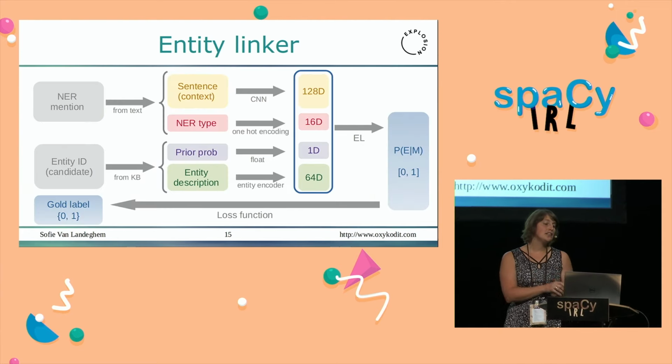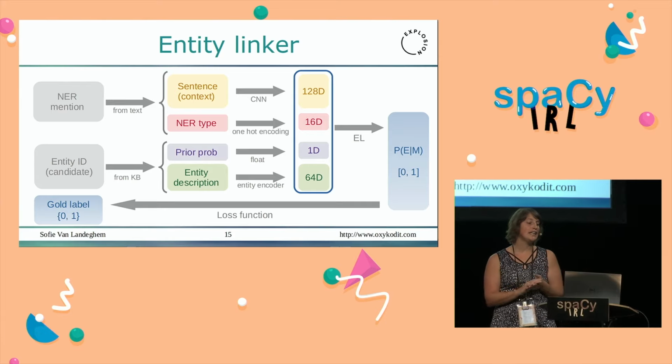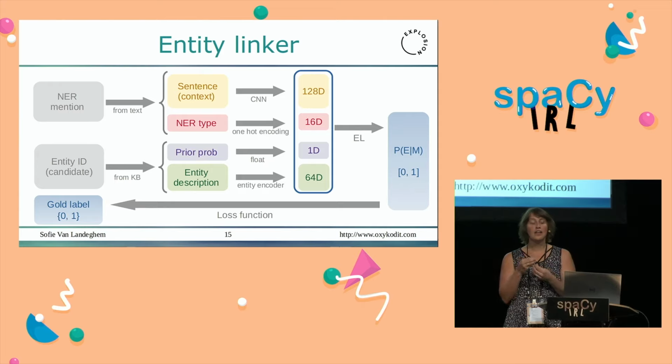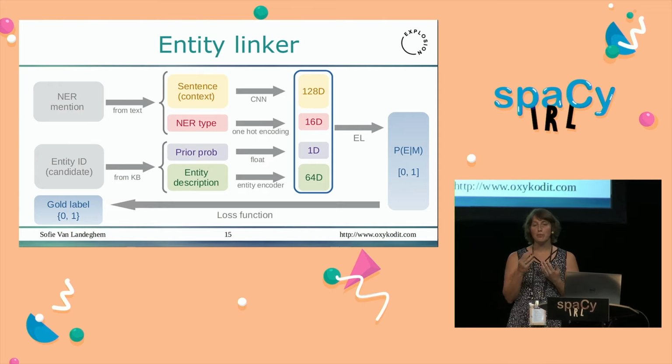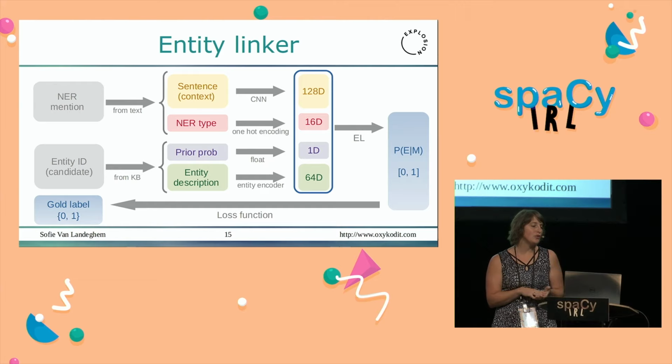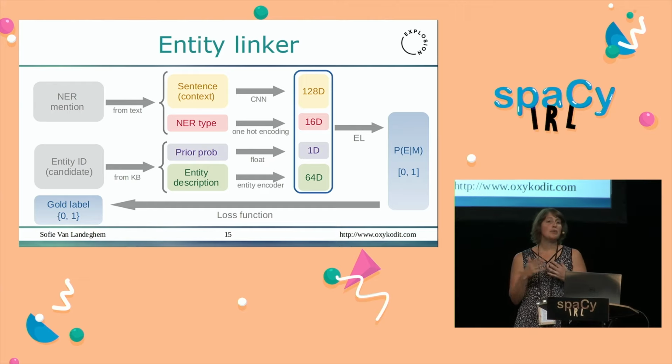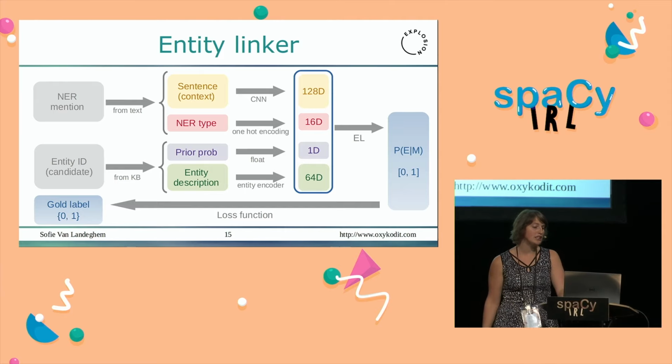So the entity linker then looks like this. Let's work from the bottom up. On the left, we have the candidates, we have the entities. Like I said, for each entity we have some information from the knowledge base. We have a prior probability of how likely it is that this entity is linked to that specific mention. This is just a floating point number. And then also from the KB, as I explained before, we have this entity description, which is encoded, in this case, in a 64-dimensional vector.